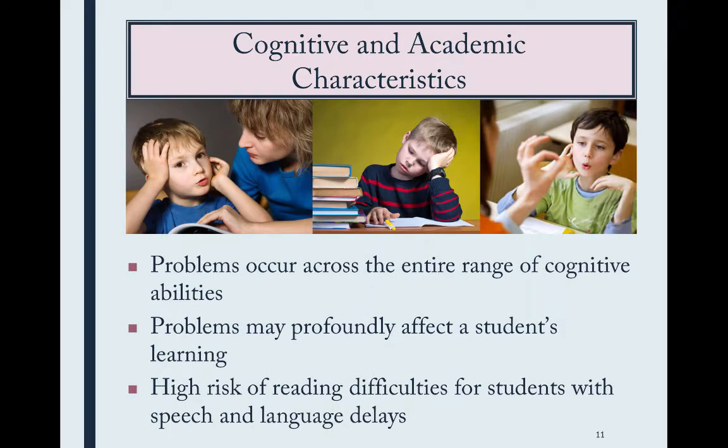So, what do these children look like cognitively? Well, again, no single child is the same. So, a full range of cognitive abilities, from gifted on to children who have more challenges in terms of their cognition. These problems can affect the children in terms of their learning, and specifically in the area of reading difficulties.